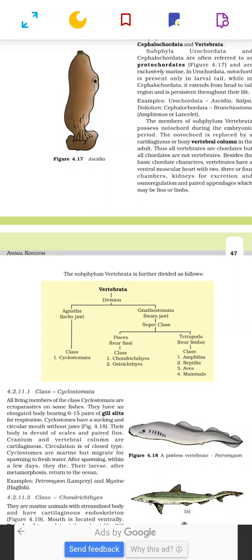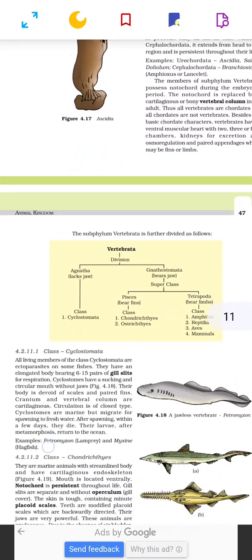The subphylum Vertebrata is further divided as follows. Vertebrata divisions are Agnatha and Gnathostomata. Agnatha are without jaws, that is, they lack jaws, and Gnathostomata bear jaws. In Agnatha there is just one class, the Cyclostomata, and in Gnathostomata there are superclasses Pisces and Tetrapoda. Pisces have fins and the Tetrapoda have limbs. Pisces include the classes Chondrichthyes and Osteichthyes, and the Tetrapoda include the 4 classes Amphibia, Reptilia, Aves and Mammalia.